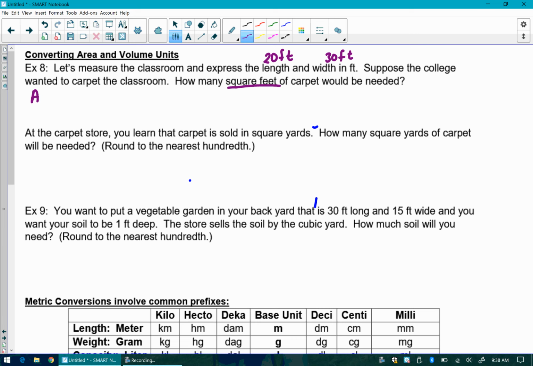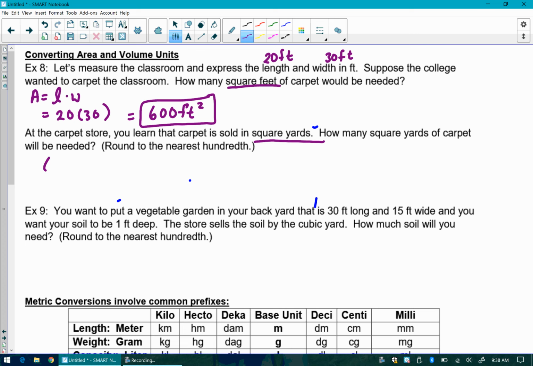So area of our room here, length times width. So 20 times 30. And of course that gives you 600. Feet times feet, so you have square feet. So that's our final answer for that part. All right, so here's where you step it up a notch. So now it says at the carpet store, you learn that the carpet is sold in not square feet, but in square yards. They want to know then how many square yards of carpet are you going to need?